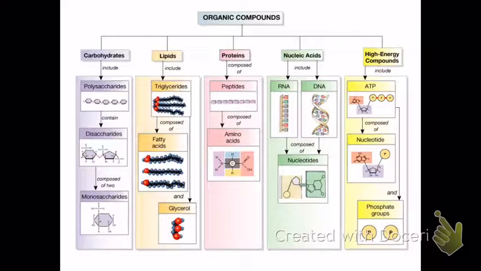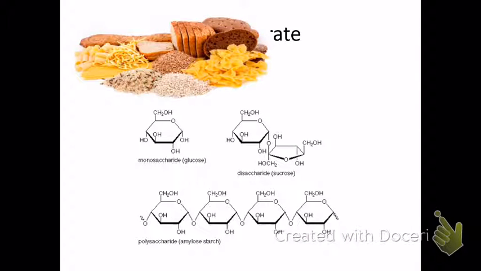But there are 4 main organic compounds, which you'll see here in the picture and on your notes, that all living things must have. We must have these 4 organic compounds. First one is going to be carbohydrates. And when you think about carbohydrates, we all think about bread and pasta. But carbohydrates are big, complex forms of sugar. And they really provide you with quick energy.